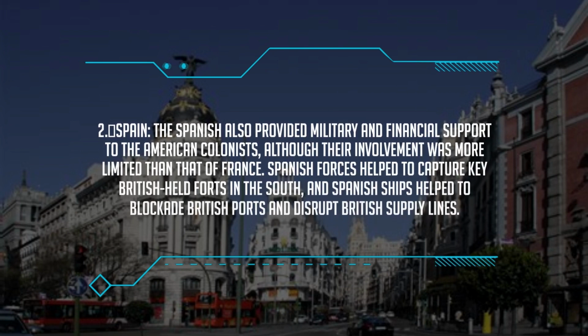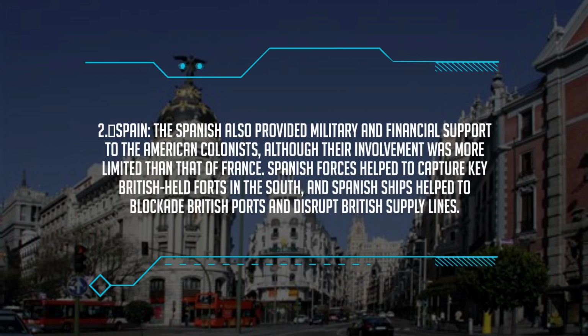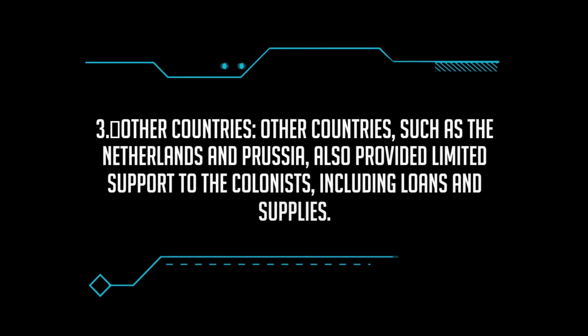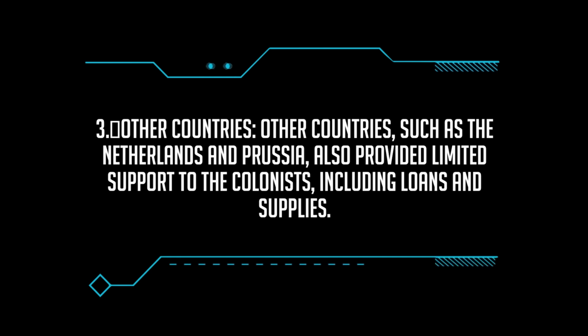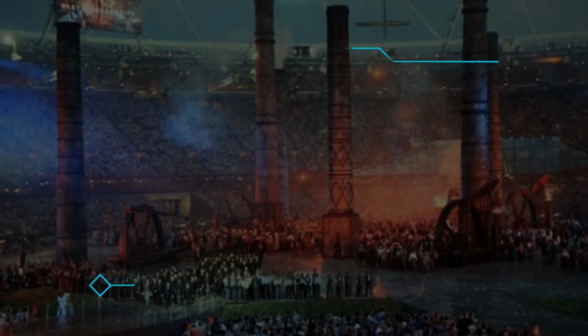2. Spain. The Spanish also provided military and financial support to the American colonists, although their involvement was more limited than that of France. Spanish forces helped to capture key British-held forts in the south, and Spanish ships helped to blockade British ports and disrupt British supply lines. 3. Other countries, such as the Netherlands and Prussia, also provided limited support to the colonists, including loans and supplies.